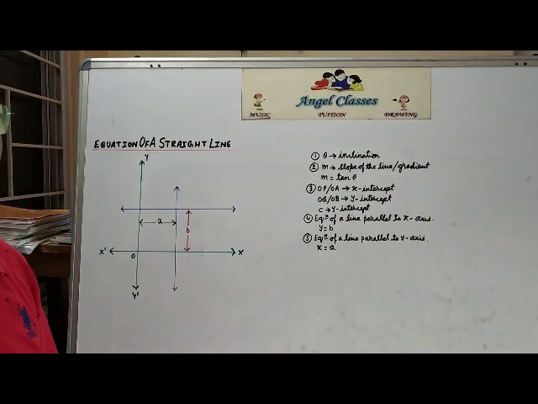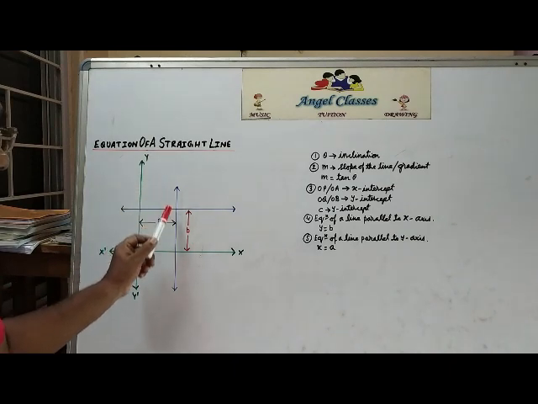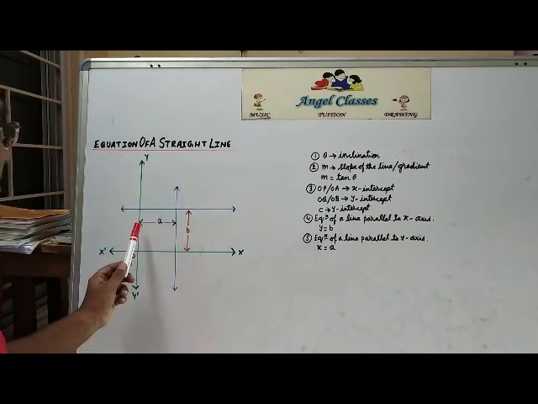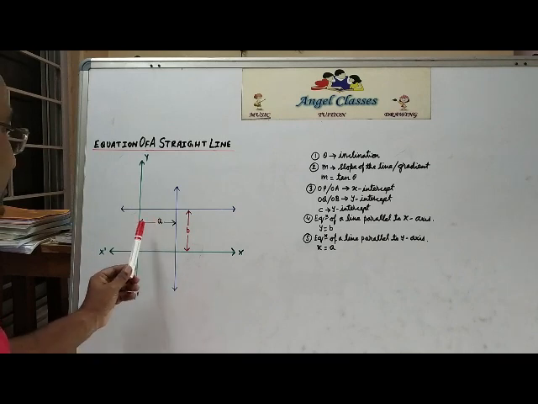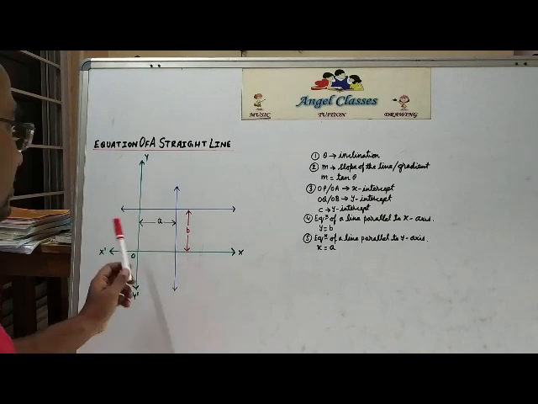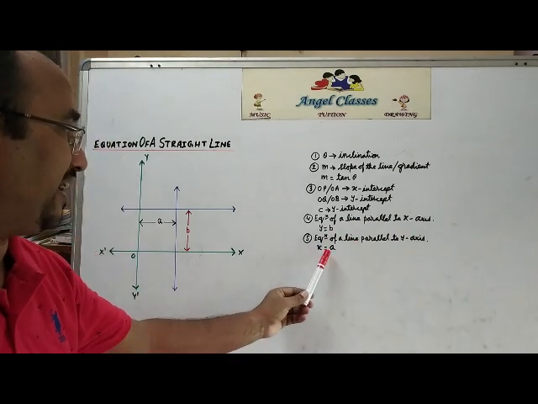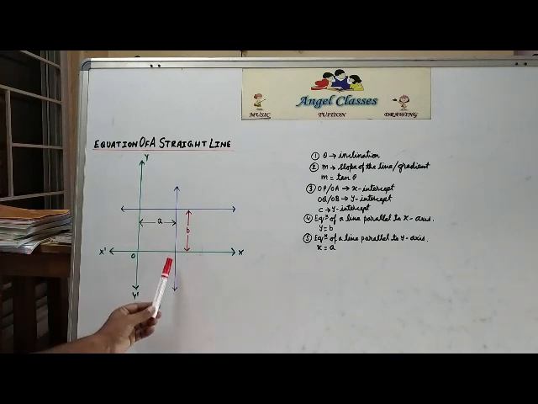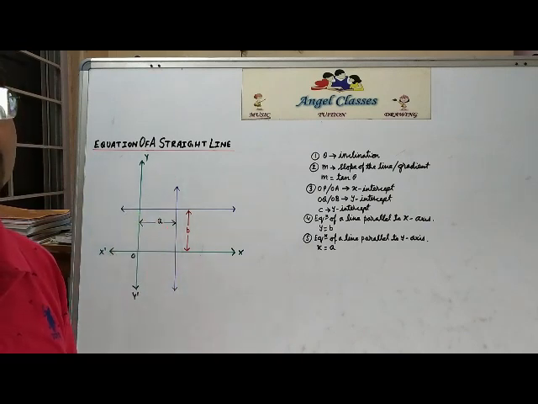Next we look at a line which is parallel to the y-axis. So this is the y-axis and this is the line drawn parallel to the y-axis, and it is at a distance a from the y-axis. So if I take any point on this line, its x value will always remain a, but the y value will change. So the equation of a line parallel to the y-axis will be x equals a. For example, if this line is passing through the point where x has a value 5, this line will have the equation x equals 5.